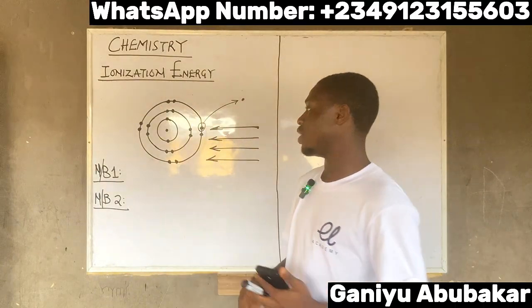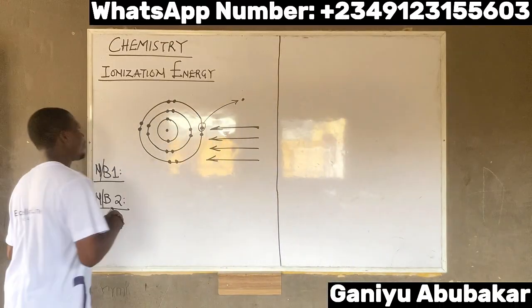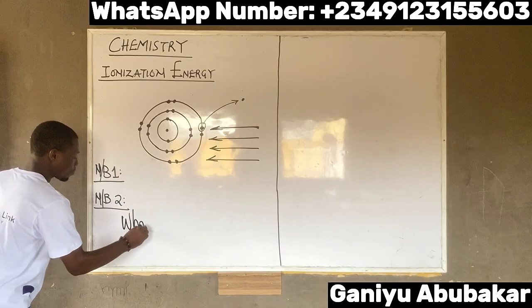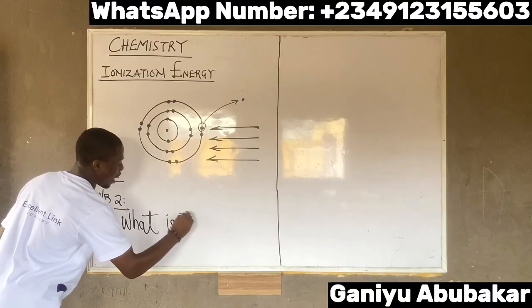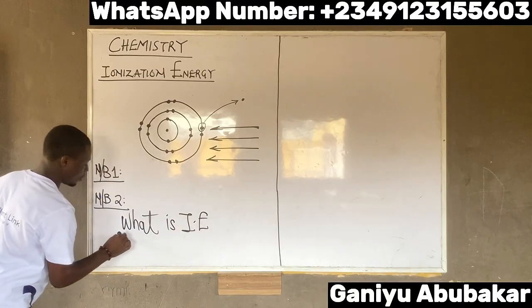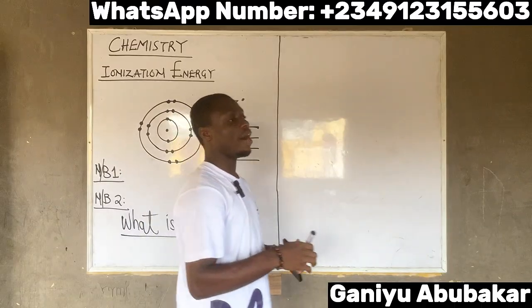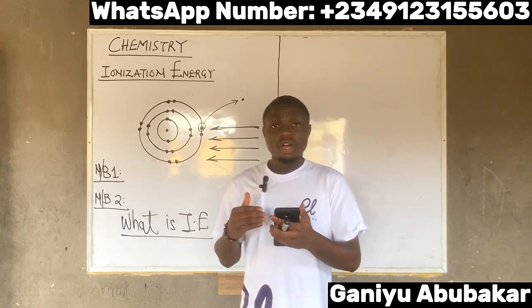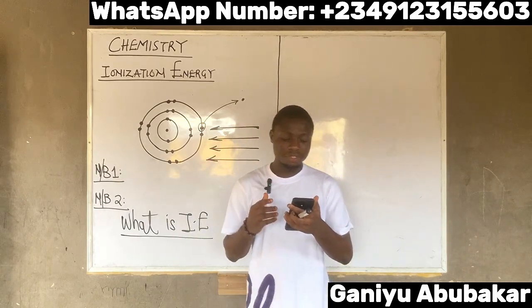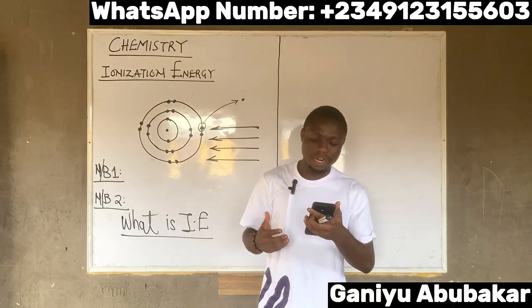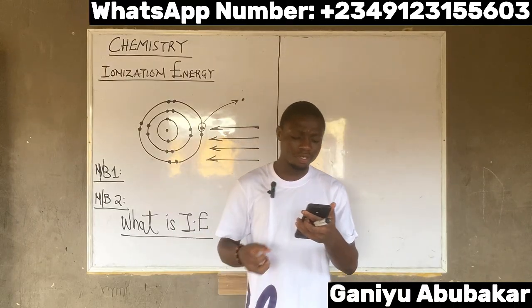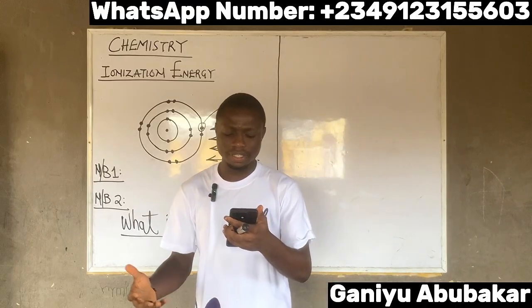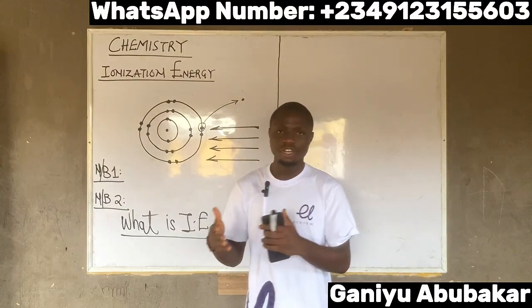All right, now at this junction, let's define ionization energy. What is ionization energy? What is IE? Definition, please. Ionization energy is the amount of energy required to remove the outermost electron from a neutral atom or an ion in its gaseous state, forming a positive charge ion.